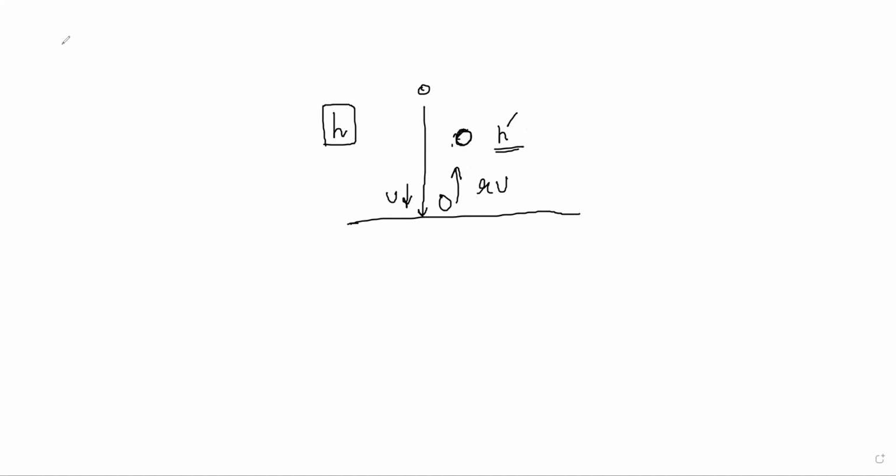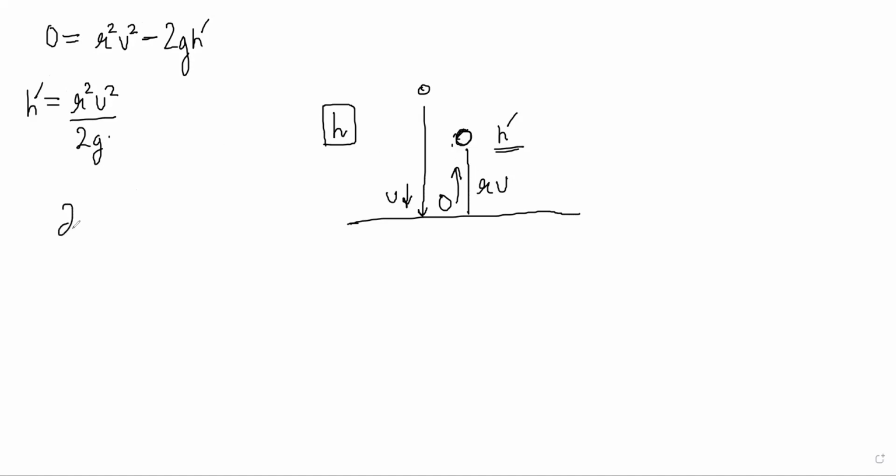That is pretty straightforward. So we say that if RV is the initial speed, you will have finally 0 is equal to R square V square minus 2G H dash, right? H dash is R square V square by 2G, right? So it will go that much and then that much. So 2H dash distance, right? And then the speed will become R square V, right?